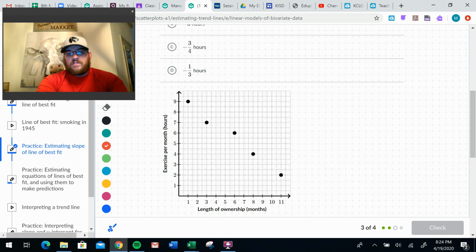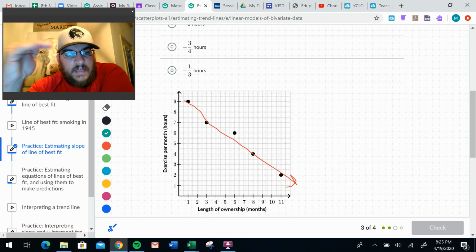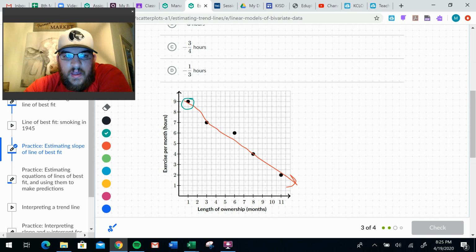Okay. So again, I have some points. We're going to create our trend line. This one should be a little bit easier to get. There we go. Pick 2 points again so that we can do our rise over our run. So I'm going to go with this point up here at 1 and 9. And we're going to follow it to this point right here at 8 and 4.